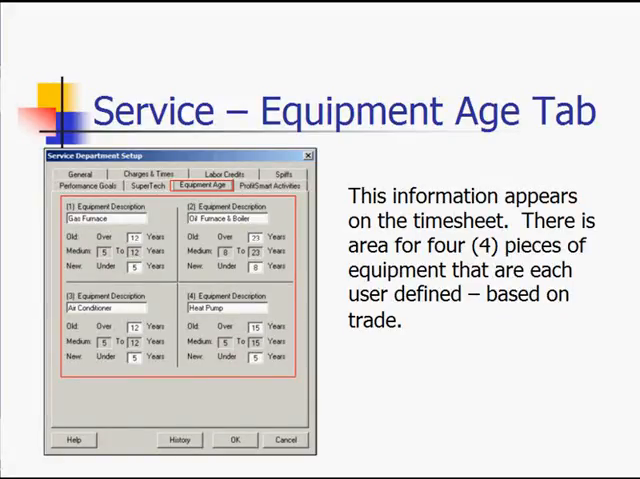What you'll do if you put in gas furnaces is you'll say, okay, what do we consider an old furnace? Now in some markets an old furnace might be 12 years old. If you're out on the coast, that might drop down considerably. What do you consider a new unit? Well, I consider everything in our example 5 years or under as a new unit. So what you'll do is enter what you consider an old piece of equipment. You'll consider the age for a new piece of equipment, and then the system will automatically calculate what your medium age is, which will be between those 2 points. You can put up to 4 different pieces of equipment in here, and those will appear on your timesheet.